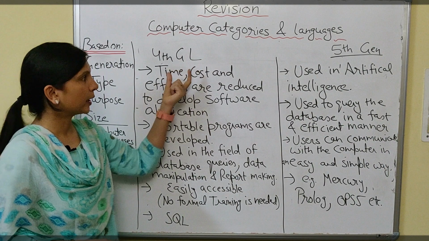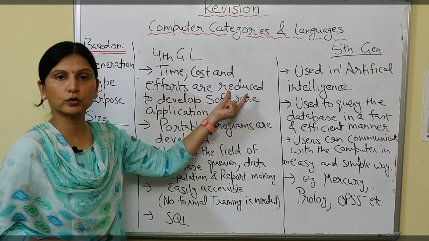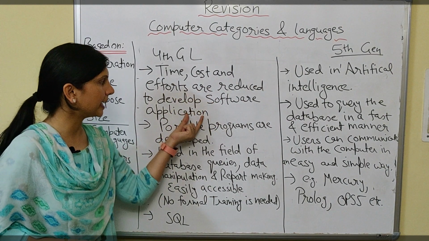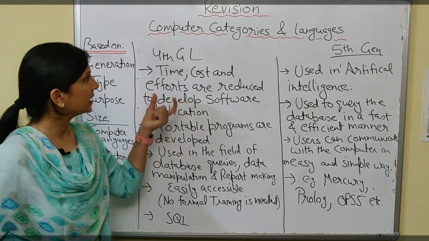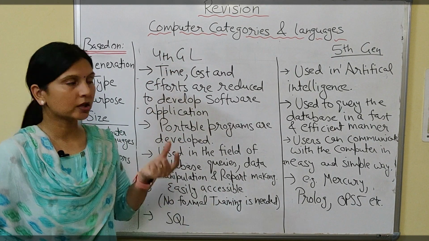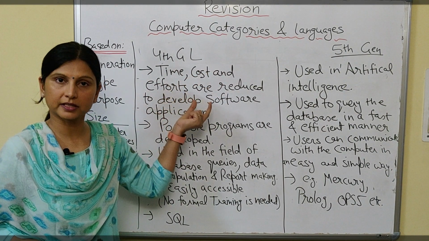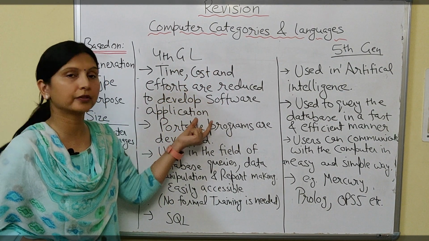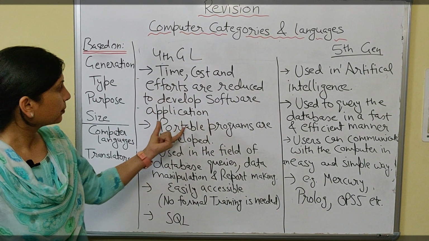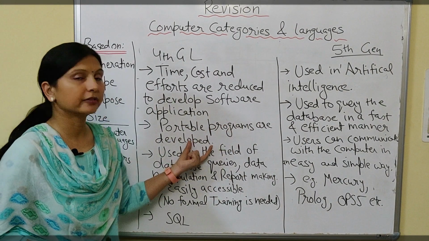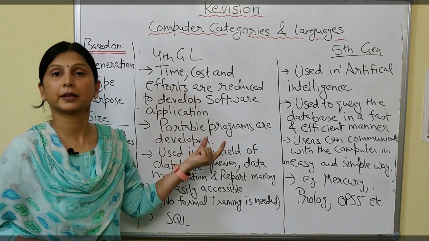In fourth generation language, time, cost and efforts are reduced to develop software applications. So, as compared to other generation languages, in case of fourth generation language, we need less time, less cost and less effort to develop the software application. Fine. Now, the second is that portable programs are developed. By using fourth generation languages, we can develop portable programs.